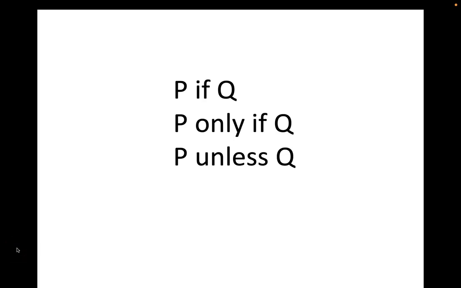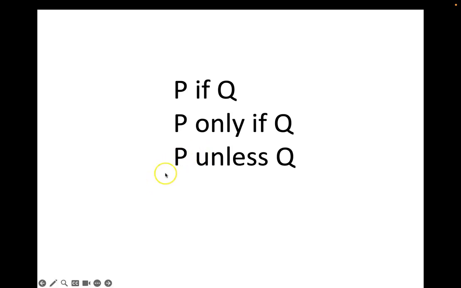So in this sequence of videos, we're going to focus on when if occurs in the middle of a sentence, and that happens when you have P if Q. It also happens when you have P only if Q. Notice so far we've only had if occur at the beginning of a sentence of the form if P then Q. So the question is, how does P if Q and how does P only if Q relate to if P then Q, the one that you're familiar with?